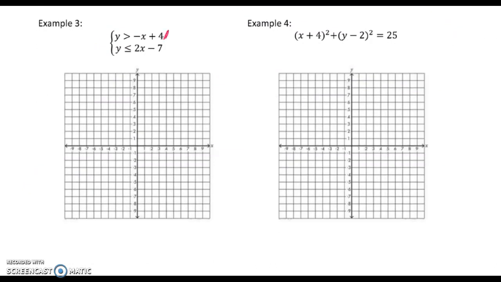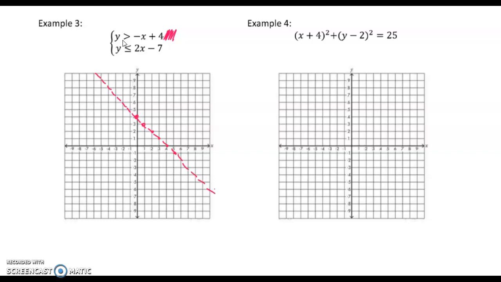And so we go ahead and graph each one separately. So this first one, because it's a greater than symbol, is going to have a dashed line. And so I'm going to go ahead and graph it. I start at 4. My slope's -1. And then I am going to make a dashed line because of the greater than symbol. That is how I knew it was dashed.